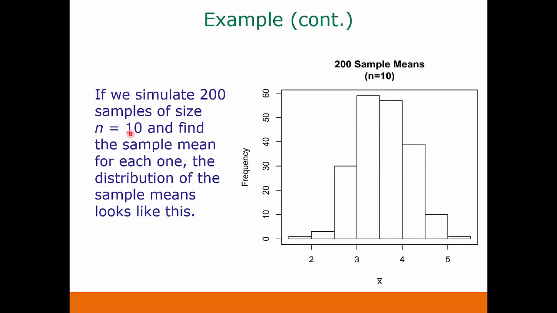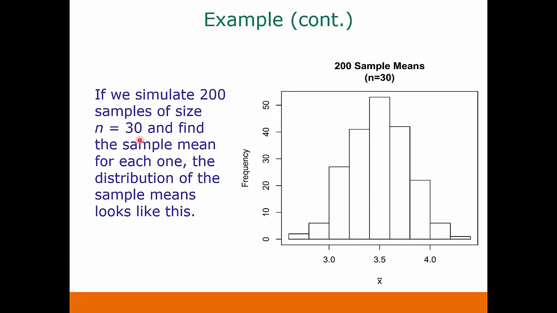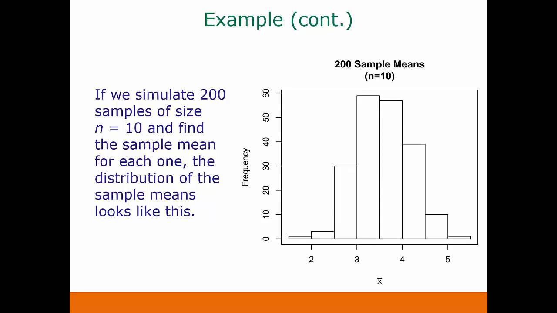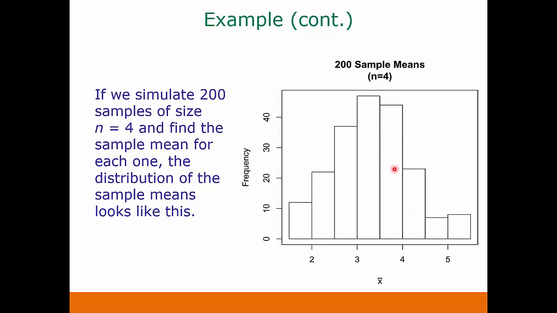Now if we go up to samples of size n equals 10 and do the same thing, then we have something that looks a little bit more like a normal distribution. It has higher frequencies in the middle and the frequencies go down on each side. If we go up to samples of size n equals 30 and do 200 of those and find the sample mean for each one, then we really do have something that looks quite a bit like a normal distribution. It's not exactly symmetric, but it's much closer than our picture was for samples of size 4.